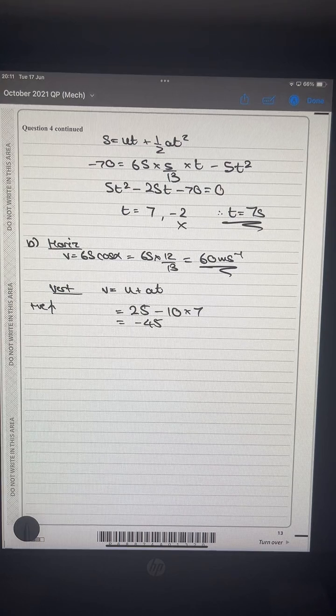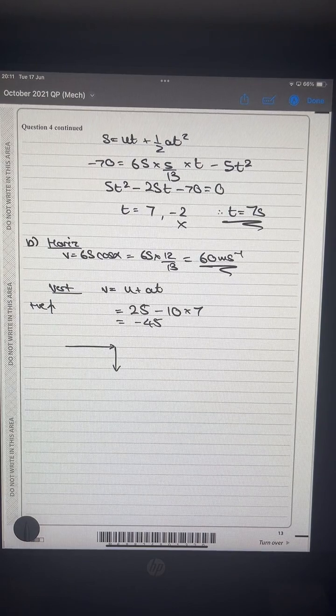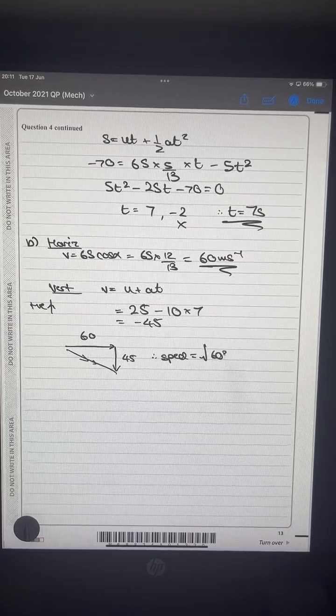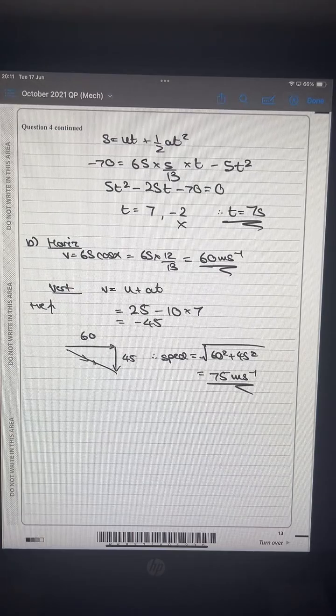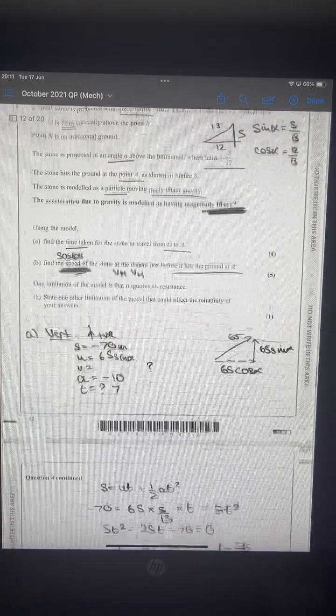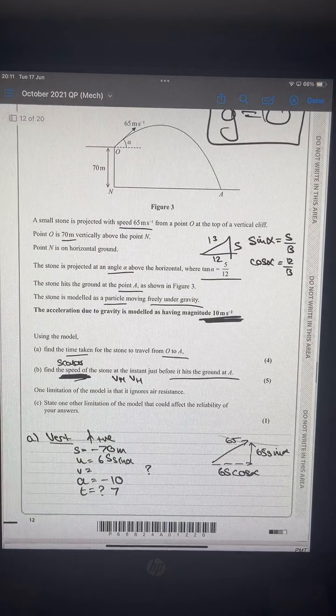So now we know that it's going to look like this. So we're going to go 60 meters across and minus 45 meters per second down. So that's 45, that's 60. I want the speed, which is just the magnitude. So therefore, the speed is equal to the square root of 60 squared plus 45 squared. That's equal to a very nice number of 75 meters per second. The reason we're getting nice numbers here is because we've taken the G value as 10 instead of 9.8.